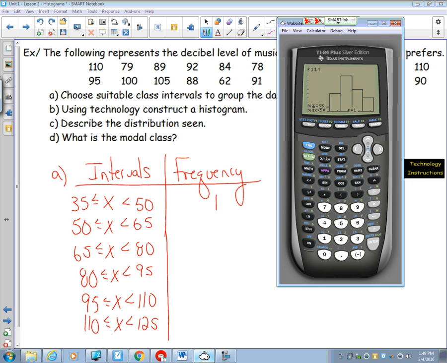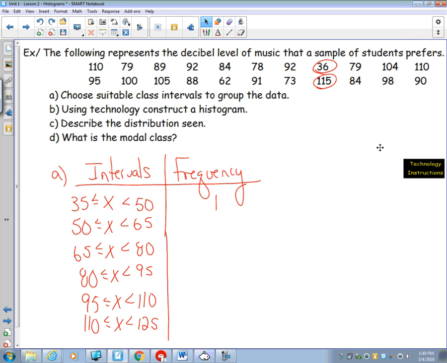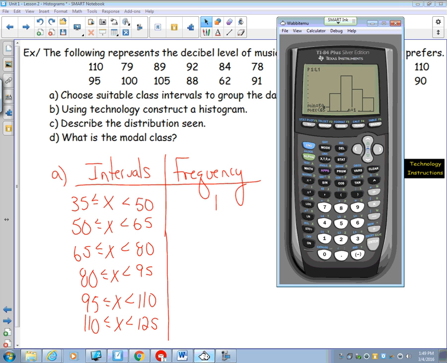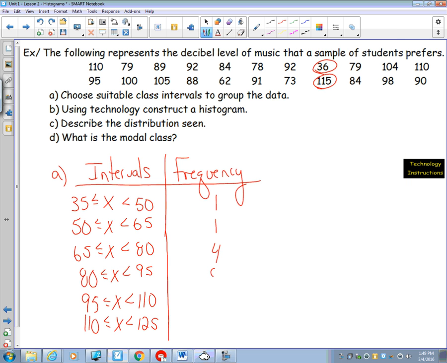Press the over button, the right-hand arrow. Hey, between 50 and 65, there's 1 again. Press the arrow button. I got 4, 8, 5, and 3. And I just use the technology to save me from having to make the table by hand and the graph by hand. So the graph we're done. We constructed it. That's what it means by construct. Okay, you don't have to draw anything this time.